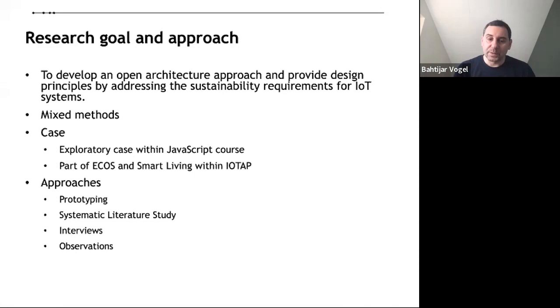And of course, when it comes to methodological studies, I used mixed methods, case studies, and different approaches like prototyping and systematic literature review. We even did interviews to understand more about what is happening, for example, from the security point of view when it comes to certain IoT concepts.